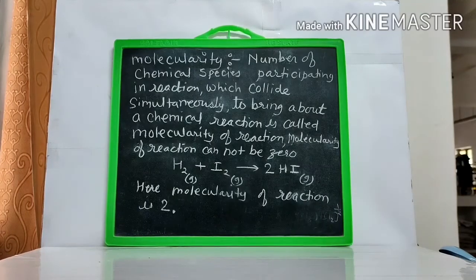Molecularity: the number of chemical species participating in a chemical reaction which collide simultaneously to bring about a chemical reaction is called the molecularity of the reaction. Molecularity of a reaction cannot be 0. Molecularity of this reaction is 2 because 2 molecules are participating in the reaction.